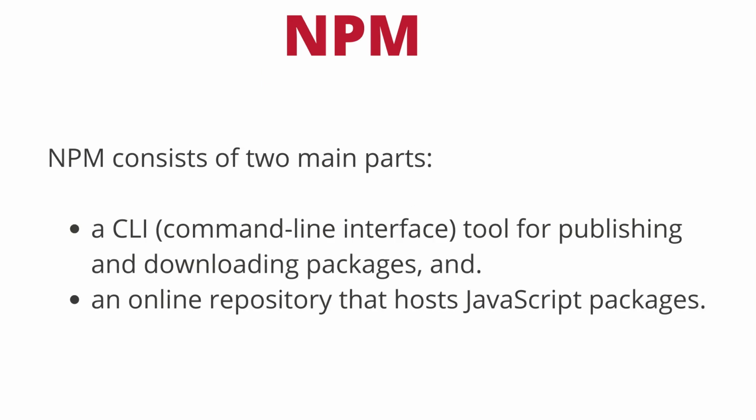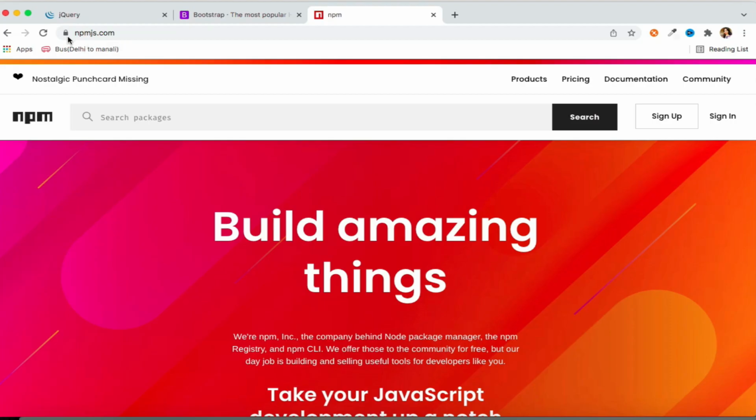NPM basically consists of two parts. The first one is the CLI, that is called command line interface tool for publishing or downloading any packages. And second is an online repository that hosts JavaScript packages. If you see npmjs.com, that is where all packages are hosted. If anyone wants to publish their package so that it can be used by someone else, they can publish their package here.